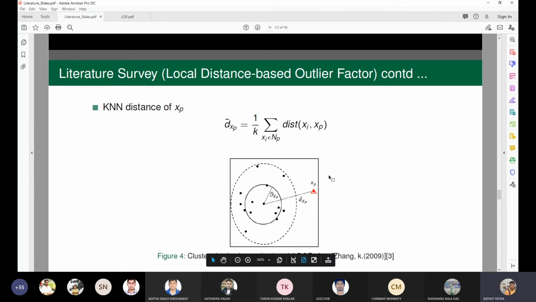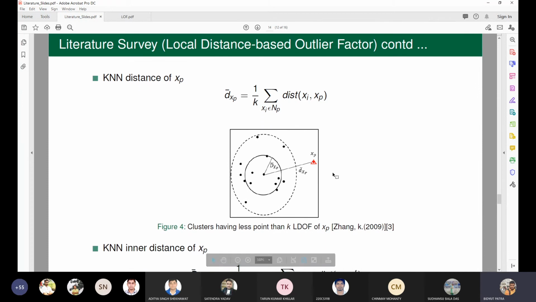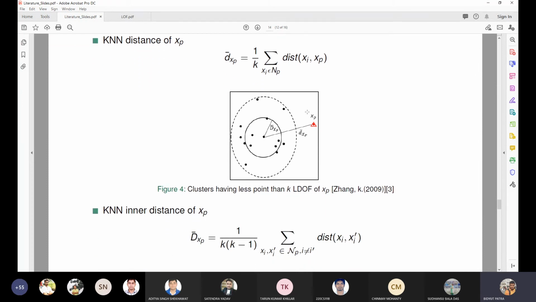Now the other one is capital D. What is capital D? Capital D is something like this: you exclude this point. Earlier, what we were doing was computing the distance from the given point to all its neighbors.